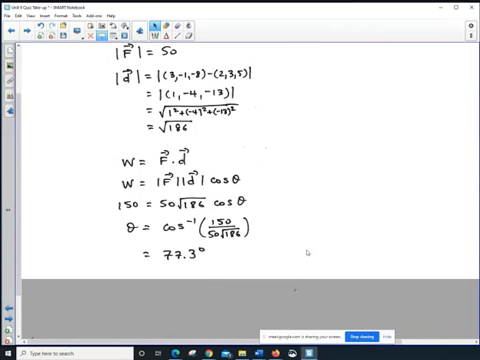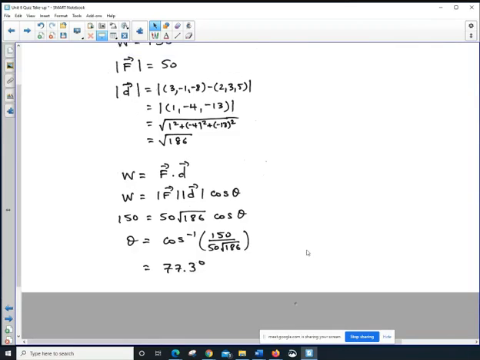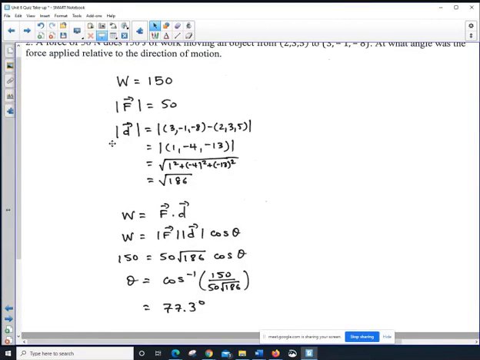Nothing too complicated here. It's just dependent on what information I was given. All right, any questions on this one here? Okay, let's move on to number 3.